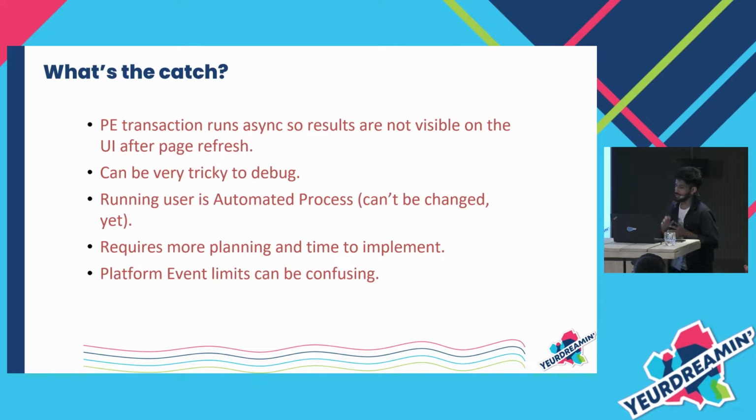And platform events can be very hard to debug because they run in the automated process user context. For that, you have to create a debug log, or you create a flow where you handle the event. You have to put a debug log on the automated process and then go through the logs. So this is typically a little difficult.